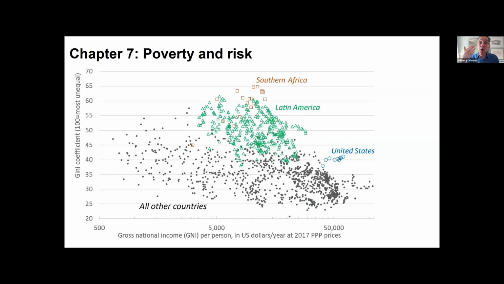Southern Africa at the top is the most unequal. Latin America in green, the next most unequal. The United States is far to the right as a very rich society and less unequal. But all of those three, Southern Africa, Latin America, and United States, are much more unequal than other countries for their level of income. And we have a simple explanation, which is that these are the settler economies, where Europeans went and colonized and then took over a lot of land and imposed slavery and had the legacy of inequality that we see in this figure.